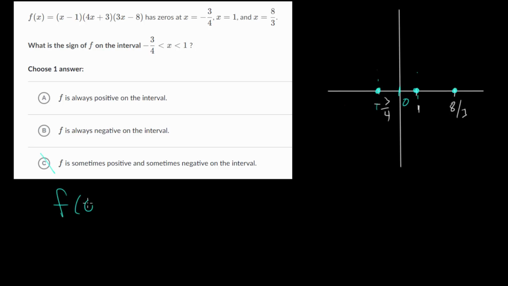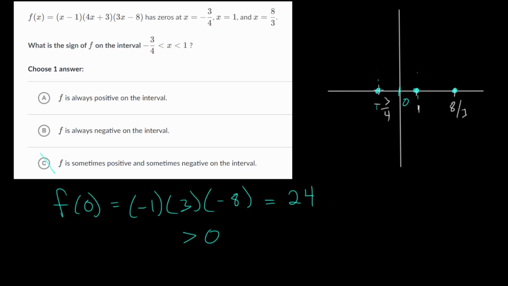So if we plug in 0 to our function, we get 0 minus 1, that's just -1. We get 0 plus 3, which is 3, and 0 minus 8, which is -8. And notice we have two negatives. They're going to cancel each other out. So we'll have a positive times a positive, which is a positive number. And really, the sign is the only thing that matters. But if you actually compute this, this is just 24.